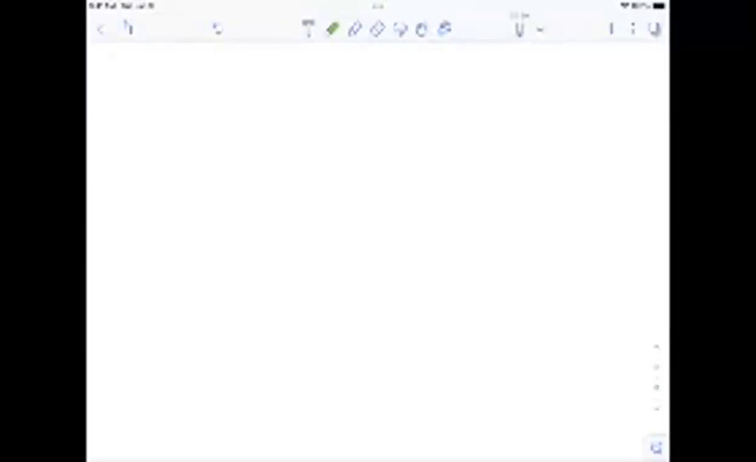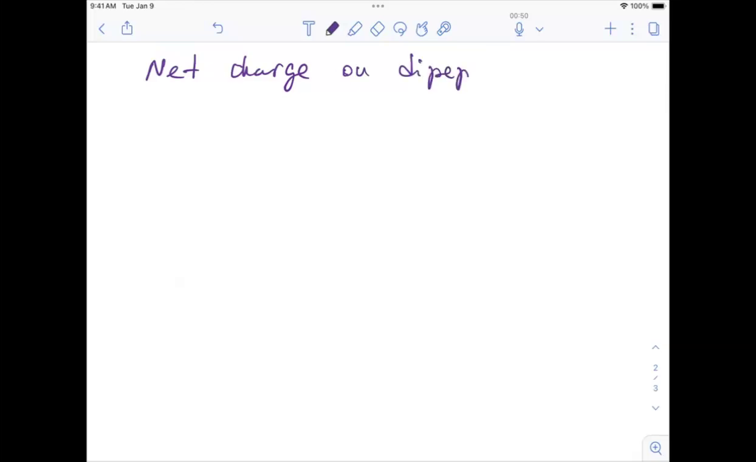All right, we're going to figure out how to determine net charge on a dipeptide. Net charge on a dipeptide. A dipeptide just means two amino acids put together by a peptide bond. And let's do alanine aspartic acid.